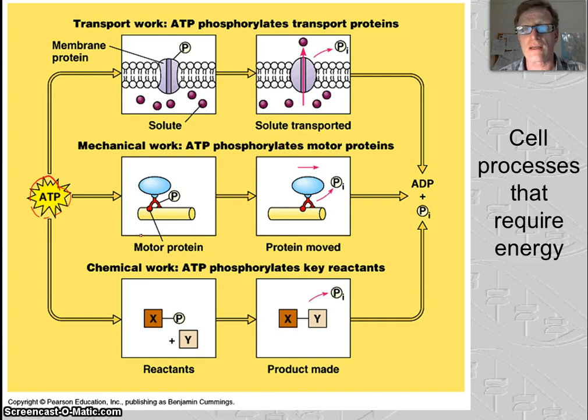Or let's say we're synthesizing a big molecule from smaller molecules, that ATP will attach a phosphate group to one of the monomers and allow a covalent bond to be attached, again providing the energy to make that bond. So these are some examples of things that ATP does in the cell in terms of directly providing the energy or the power for cell activities.